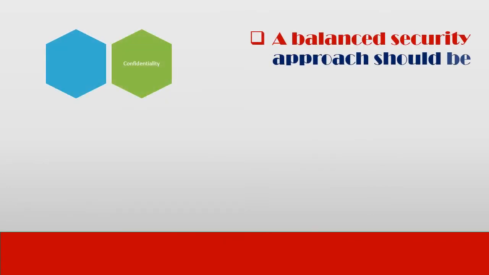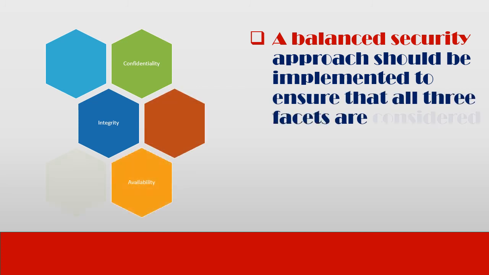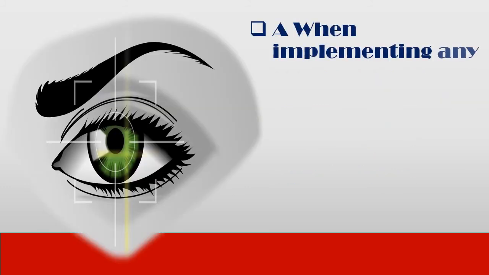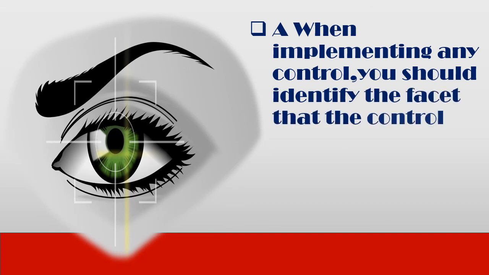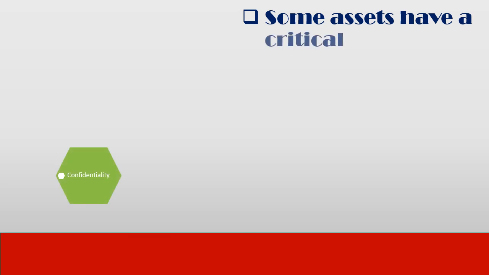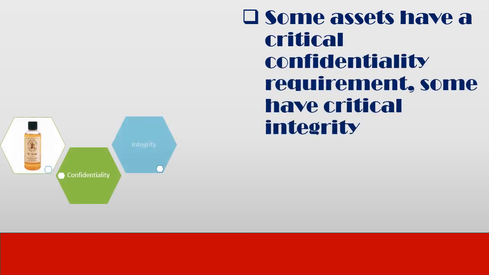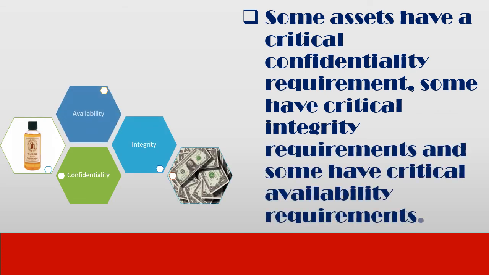A balanced security approach should be implemented to ensure that all three facets are considered when security controls are implemented. When implementing any control, you should identify the facet that the control addresses. Some assets have a critical confidentiality requirement, some have critical integrity requirements, and some have critical availability requirements.